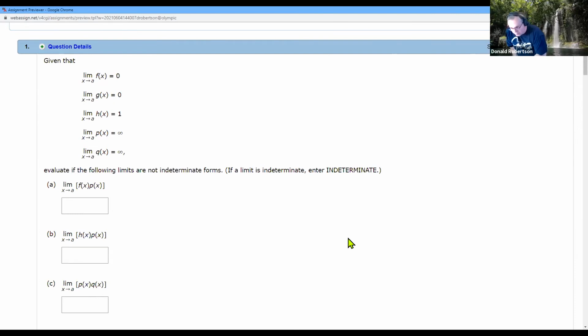0 on the top, 0 on the bottom is, right? Infinity on the top, infinity on the bottom. That we use L'Hopital on those situations. But isn't 0 times infinity unknown? We don't know what it is. It depends on the situation, really.